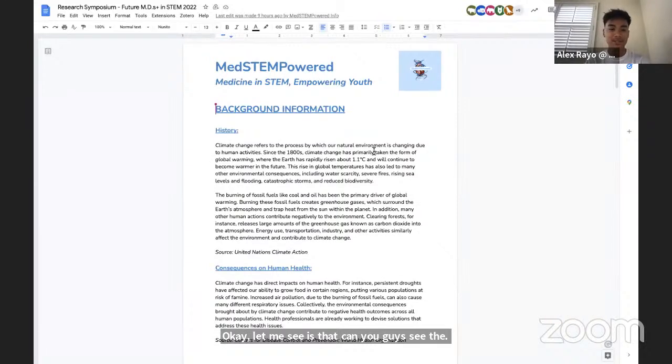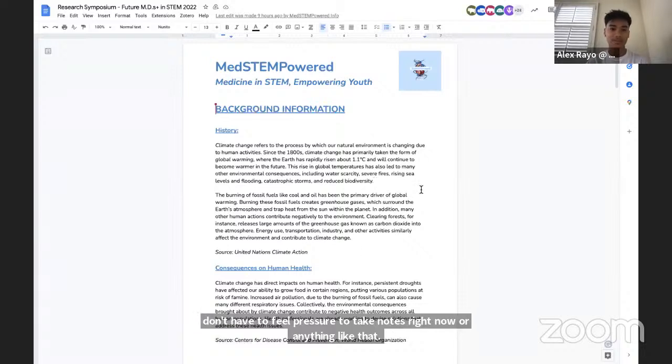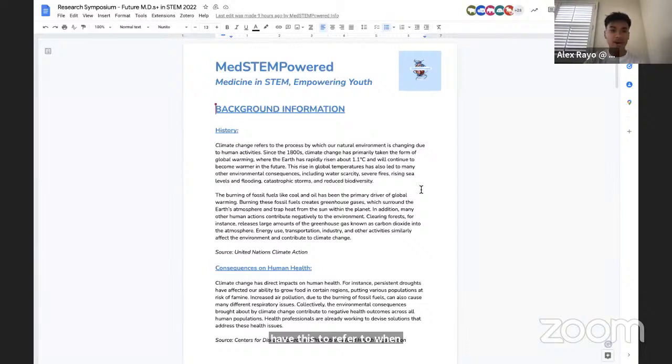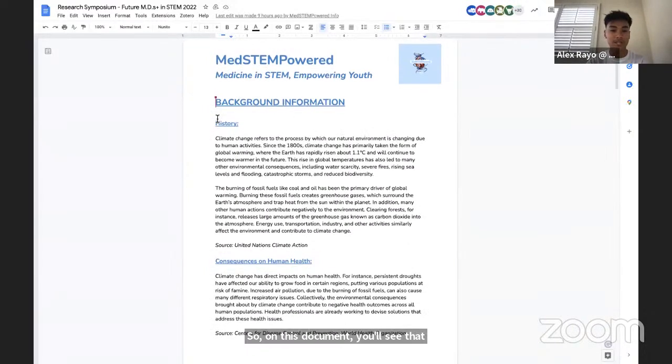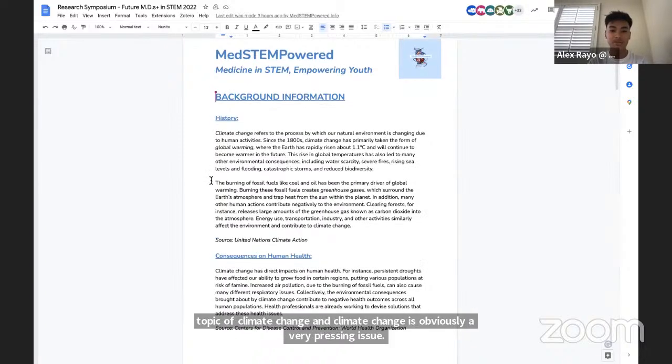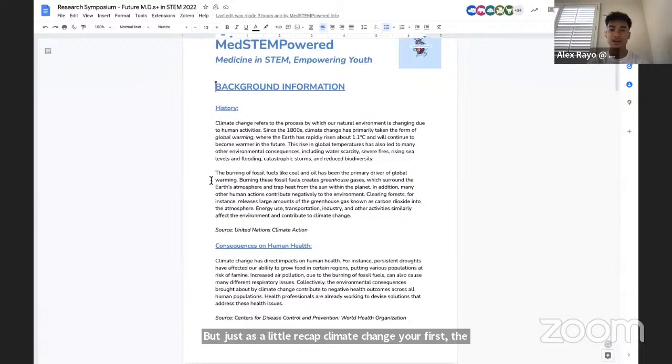So this is the research symposium document, and this contains all of the information that you need to know for the research symposium. You will have access to this throughout the summer, so you don't have to feel pressured to take notes right now or anything like that. You will always have this to refer to when you need to. On this document, you'll see that we have a full page of background information. For this summer, the research symposium is going to be based around the topic of climate change. Climate change is obviously a very pressing issue. But just as a little recap, climate change refers to the ways in which our natural environment has been changing, mainly due to human activities.